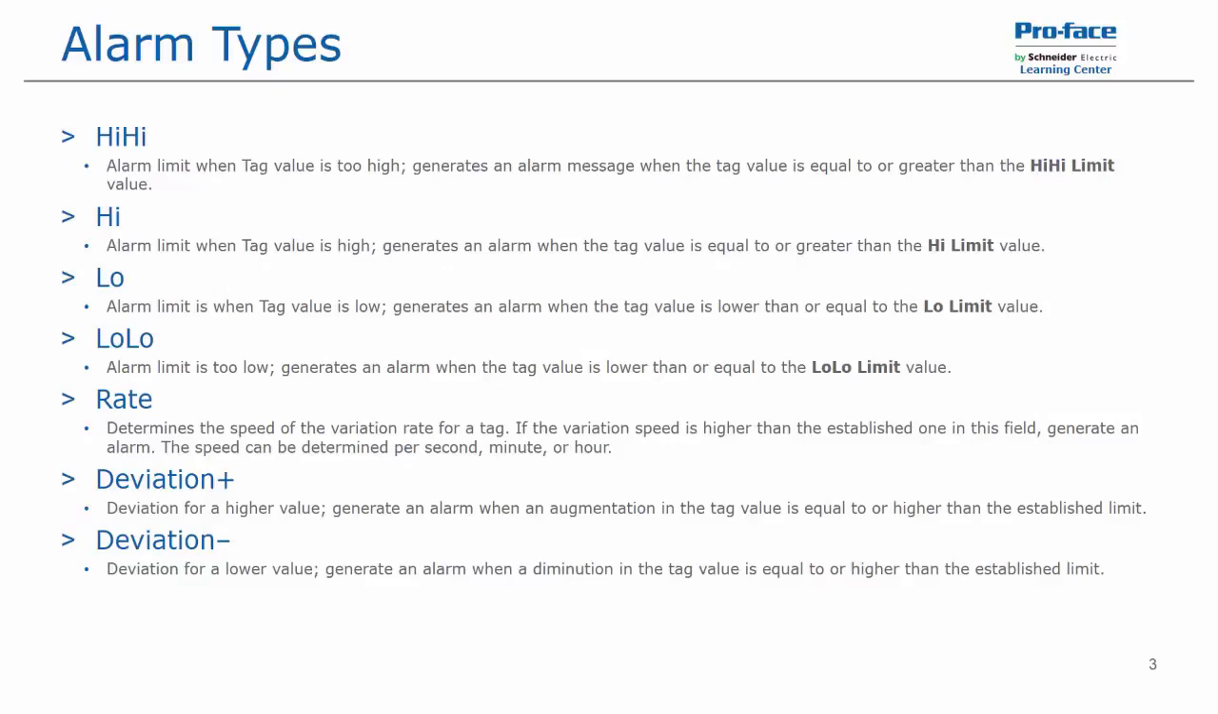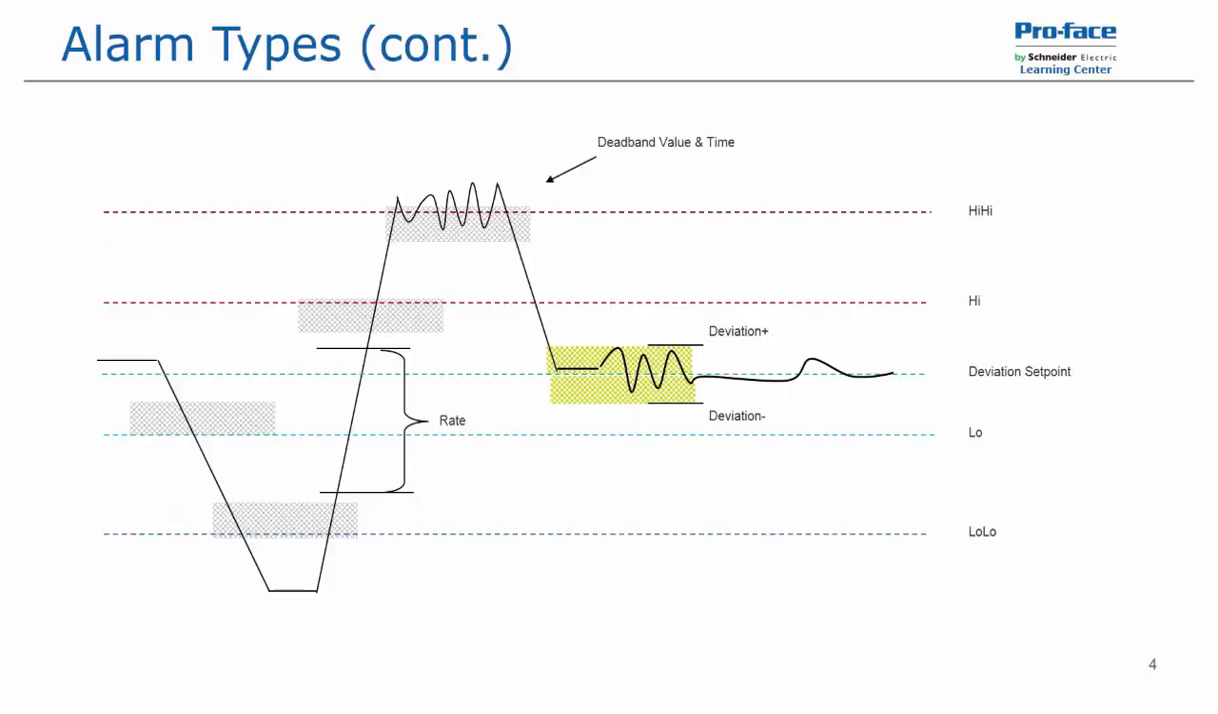And then we have deviation plus and minus. And these alarms are triggered when the tag value goes outside of a deviation limit for either positive or negative. And these do not have to be configured the same. So the deviation plus could be 15 and the deviation minus could be 20, and it would trigger a deviation plus or minus based on the value of the tag being outside of those ranges. And here we show a chart that gives a graphical representation of how the alarms can be configured.